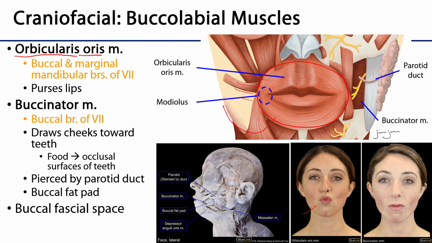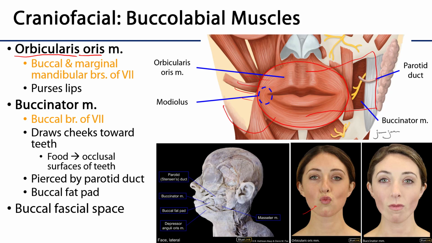Next up, the buccinator muscle. The buccinator muscle is the deepest of all of the facial muscles here. So it's originating from, or attaching to, that pterygomandibular raphe. And it comes and is going to attach to the alveolar surfaces or ridges surrounding both the maxillary and mandibular teeth. So this is really forming the muscular wall of the cheek.